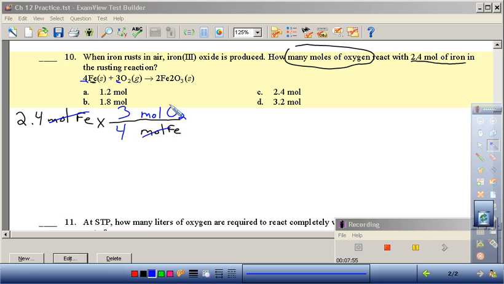Cross off my like units. I'm in moles of O2. The question asks, how many moles of O2? And so I just multiply across, and divide by everything on the bottom.